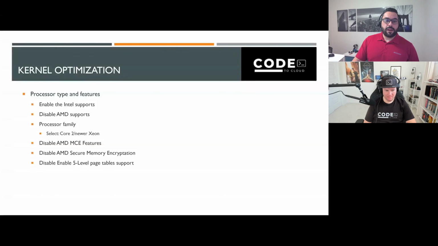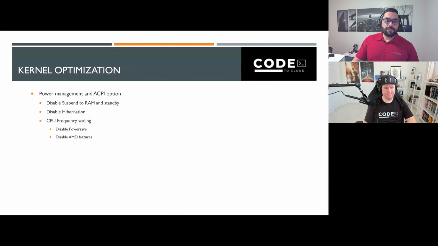So we have Atom, we have the Intel P4, Itanium. Those are for the AMD. If you are not sure which one you're going with, if it's AMD or Intel, I usually go for generic x86-64. It's the most generic one. It should work for everything. But if you're on Azure, I deeply recommend you go to Core 2 or newer Xeon. It's going to provide you the best performance for those CPUs. Again, disable all the AMD features.